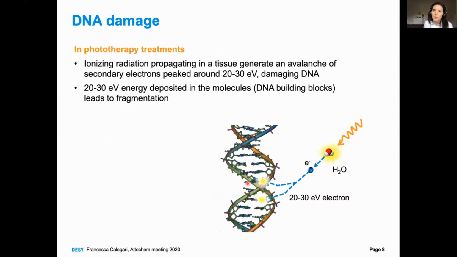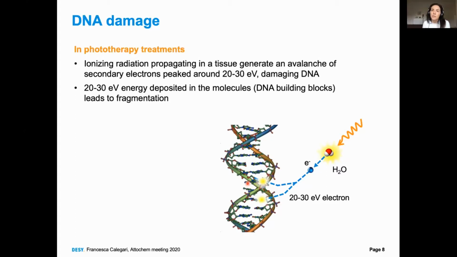So let me start with the nucleobases. We decided to study DNA nucleobases after the absorption of 20-30 eV light, because when ionizing radiation is sent into our tissue, it ionizes, creating an avalanche of secondary electrons, which then impact our DNA and damage its building blocks.